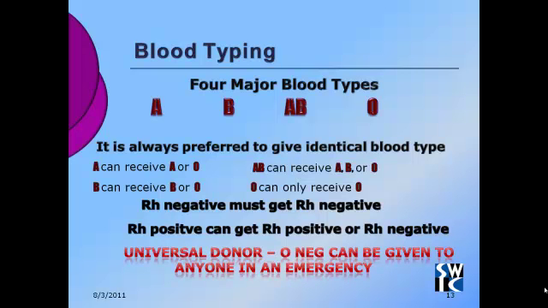The universal donor, O negative, can be given to anyone in an emergency, but it's important to remember that there are always risks associated with transfusion, and there are other blood groups which can produce atypical or abnormal antibodies, which can make transfusing a patient difficult and dangerous.